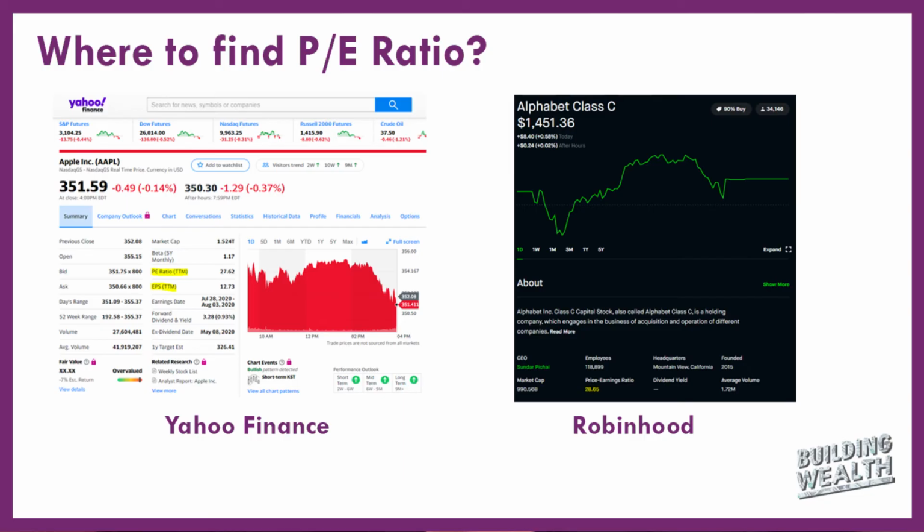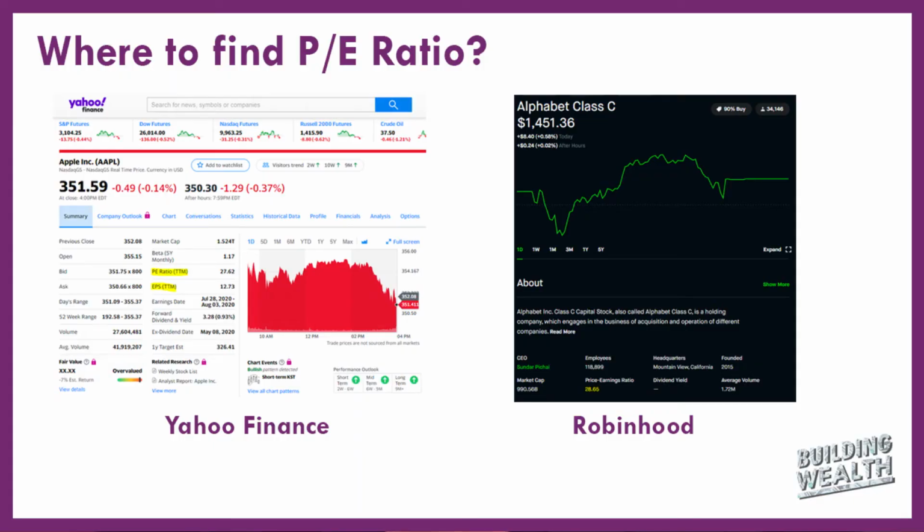I'll show you two places where you can find the PE ratio without having to do all those calculations yourself. The first resource is Yahoo Finance. In this example, I pulled up the Apple stock. As you can see, highlighted in yellow, we have a PE ratio of 27.62. Also on Yahoo Finance, you're able to see the earnings per share. The acronym at the end of it, TTM, means trailing 12 months. This means it's taking a look at the earnings per share over the past 12 months.